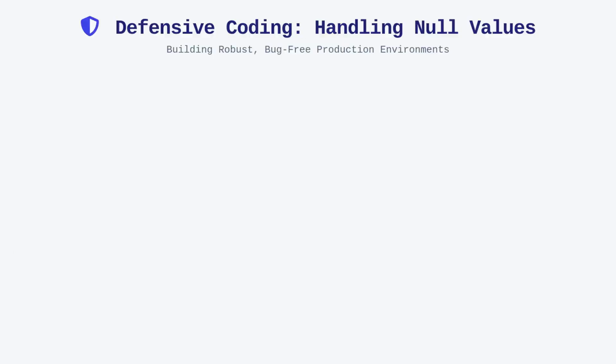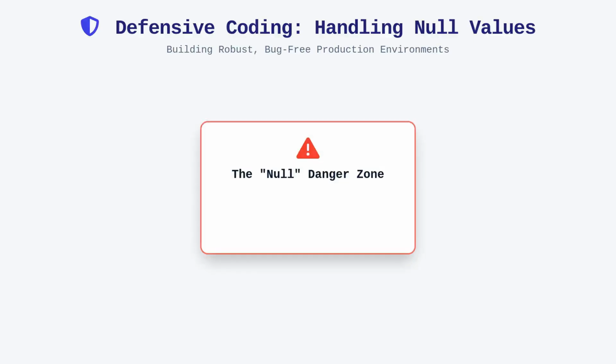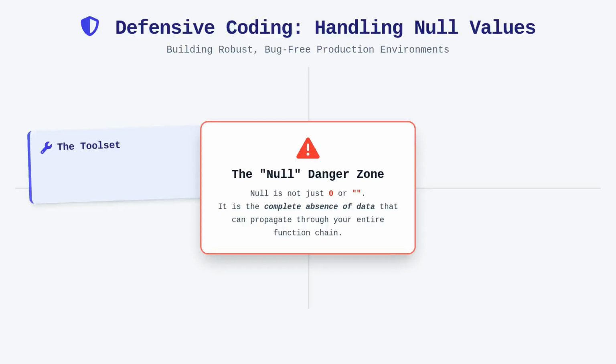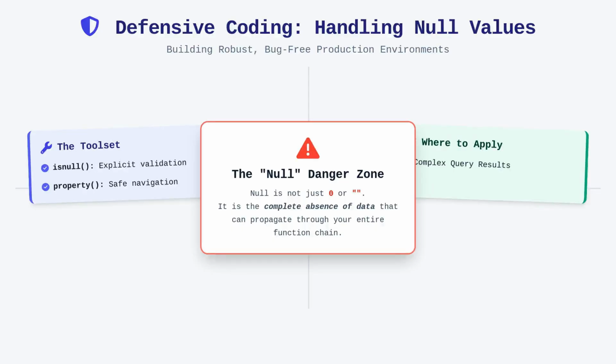Consider how you handle null values, which is a common source of runtime errors in complex applications. In this ecosystem, a null value is not just an empty string or a zero, but an absence of data that can propagate through your functions if not handled explicitly. You should frequently employ functions like isNull or the property function to safely navigate through data structures, especially when dealing with query results or complex nested objects.